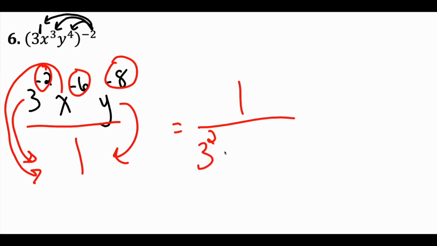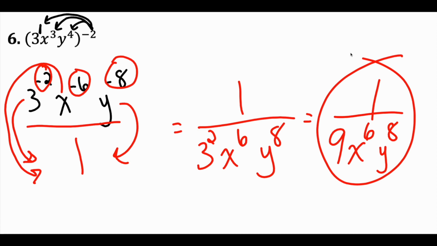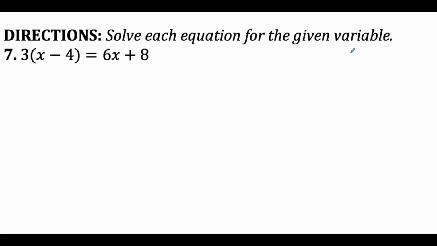And then all of my exponents will become positive. So 3 squared, x to the 6th, y to the 8th. And the last thing we got to do to clean this up, 3 squared is 9, x to the 6th, y to the 8th for my final answer. All right, so you have a couple of exponent rule problems there. Then we'll get into our solving equations.